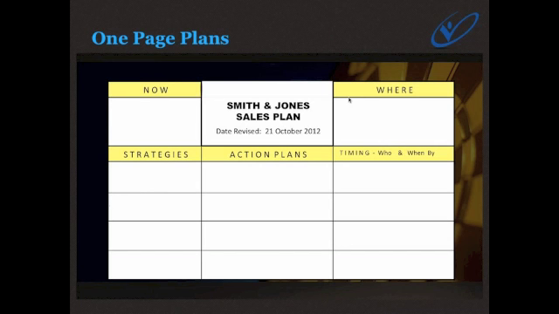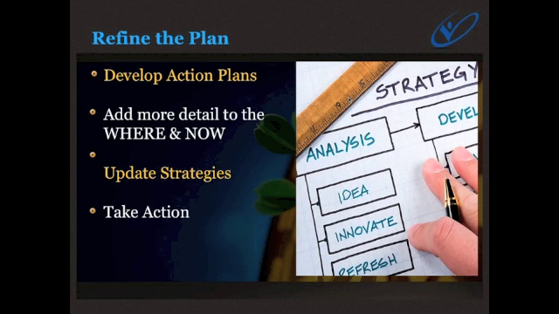You then just got to pick the priorities that you're going to do first, put some timings in there about who's going to do things and when they're going to do them by, and get started on them. So once you've finished that, refine your plan. So develop some action plans for those key actions. Go back and add more detail into the where and now, and there's a whole range of tools you can use to do that. Update your strategies as you update the detail in the where and the now, but most importantly, use this as a tool to help you take action and to get some real traction in your business so that you actually start moving forward in the direction that you want to move.